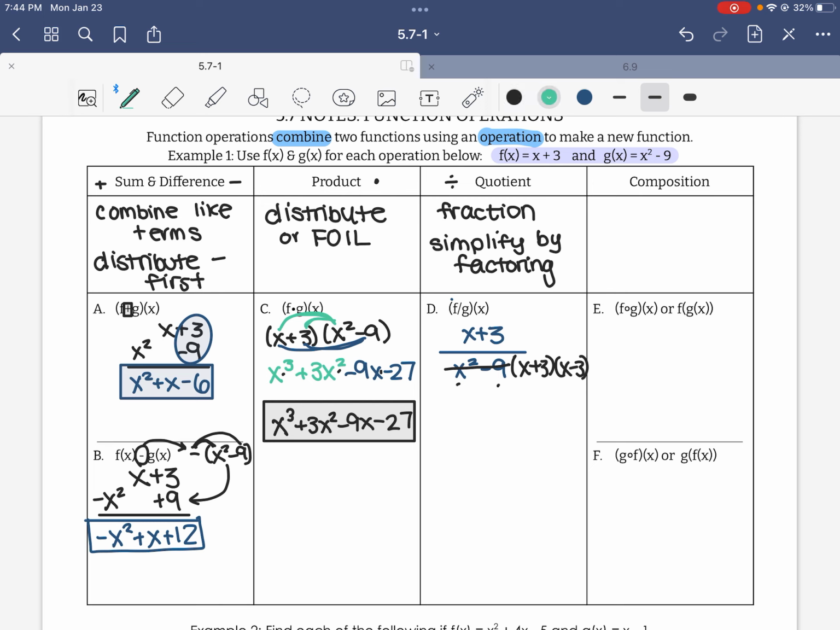Then you'll notice that you have an x plus 3 on the top and the bottom. So we get to cross those out. And that basically leaves the x plus 3, but you'll notice that it's on the bottom. So it's actually 1 over x minus 3.